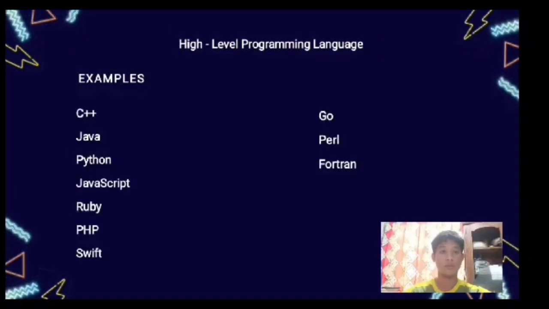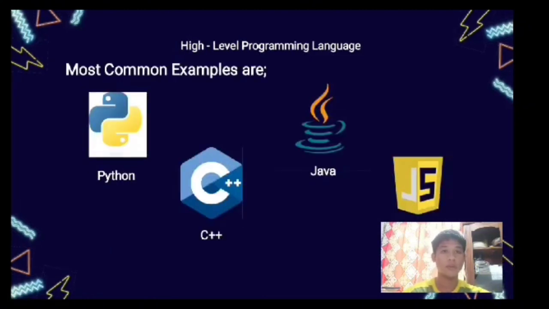Here are the examples of high-level programming languages: C++, Java, Python, JavaScript, Ruby, PHP, Swift, Go, Perl, and Fortran. And these are the most common examples: Python, C++, Java, and JavaScript. These four are widely used because of their readability, abstraction, and ease of use compared to low-level languages.